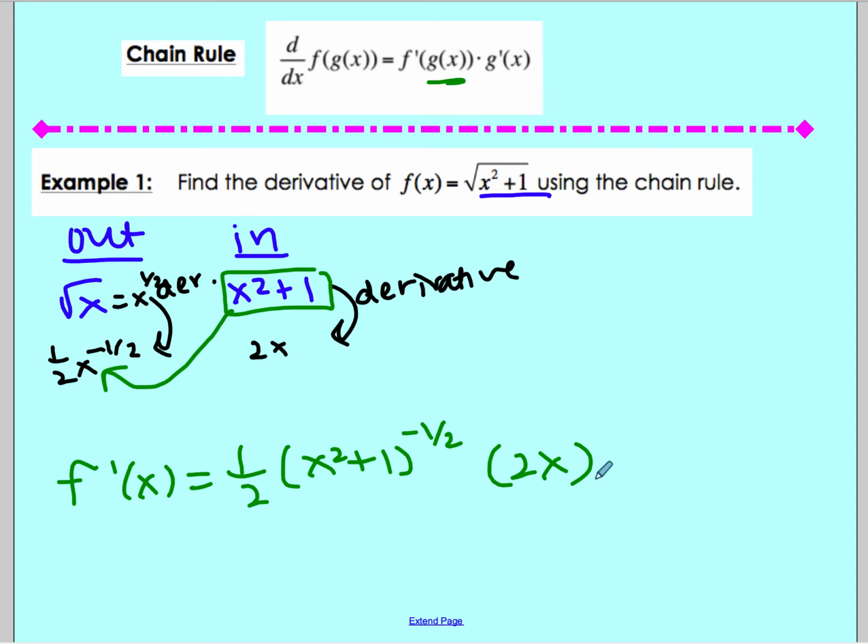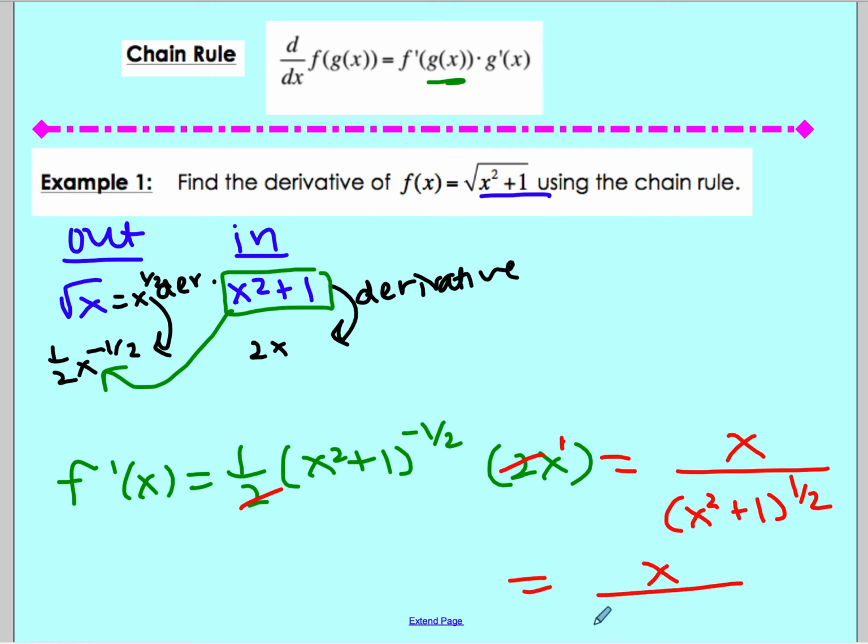Okay. Now from here, I would do a little simplifying. I would have 1/2 times 2. So those will cancel. And then this is a negative power, so I would put it in the denominator. And this is really x to the first, so it'll be in the numerator. So I will have x all over x squared plus 1 to the 1/2. And I would probably rewrite that. If you have something to the 1/2 power, it's really the square root of x squared plus 1.